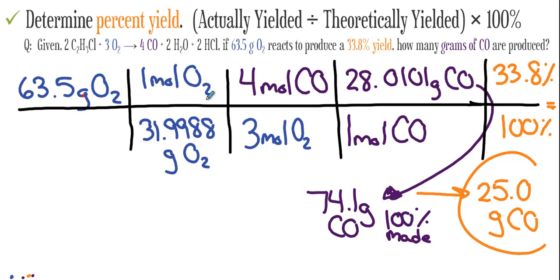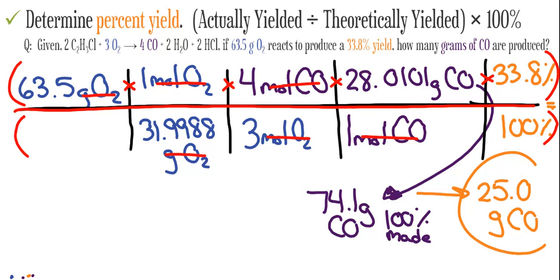Alternatively, we could have applied the 33.8% directly to the 63.5 grams of oxygen, because then it would be like saying only 33.8% of the oxygen was actually used. Go ahead and do all the math by multiplying across the top and dividing by the bottom. Remember to use parentheses.